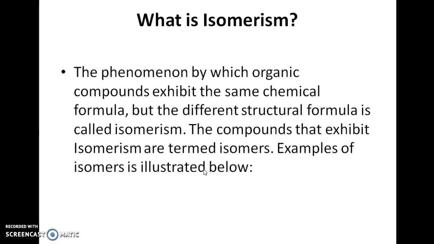Before we start the actual discussion on geometrical isomerism, let us know what isomerism is. It is a phenomenon by which, as all of you know, organic compounds exhibit the same chemical formula but different structural formula. We call that phenomenon isomerism, and the compounds which exhibit isomerism are called isomers.